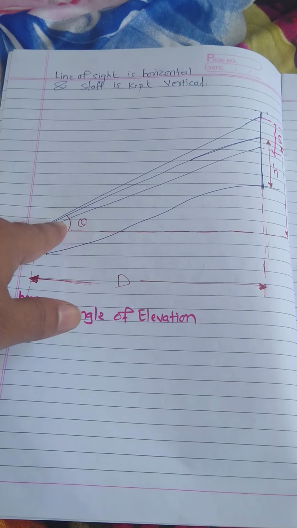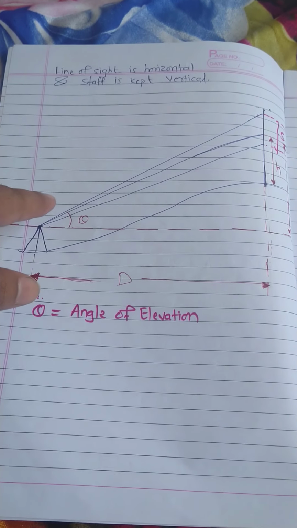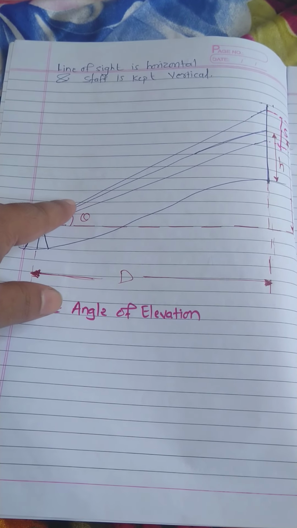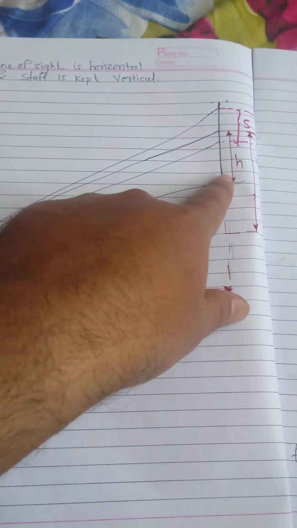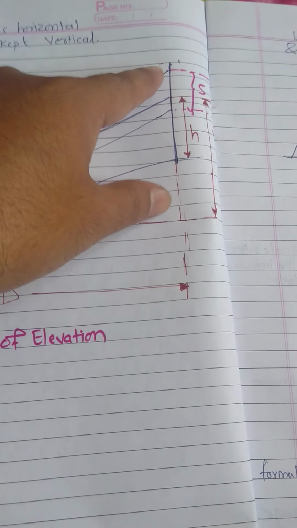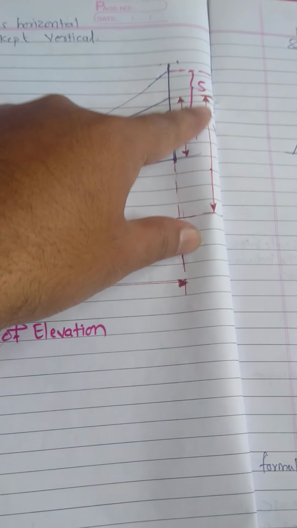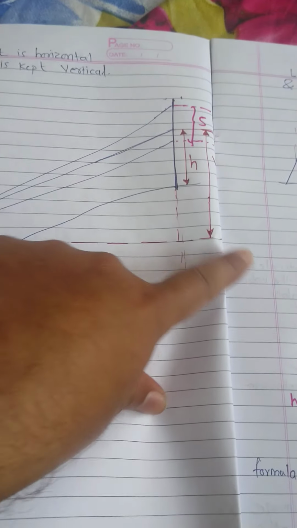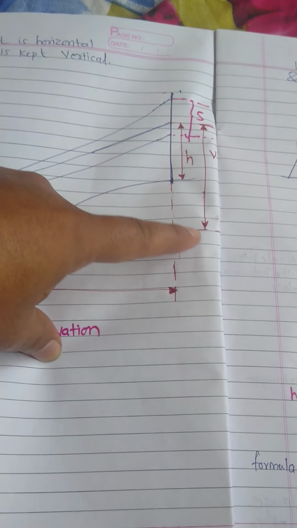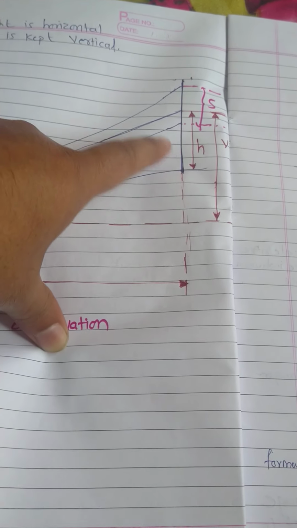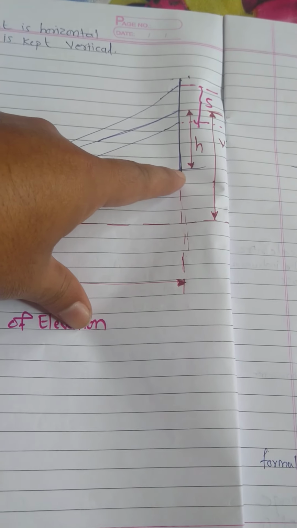Now the middle line is nothing but the line on this diaphragm ring. The diaphragm ring consists of three lines: the upper hair, this one is the central or middle hair, and this one is the lower hair. Corresponding to these three hairs we get three readings on the staff, and the upper hair minus lower hair gives us the required staff intercept. This one is the vertical distance of the central hair from the instrument axis, and h is the distance between the central hair reading and the actual position of the ground point.